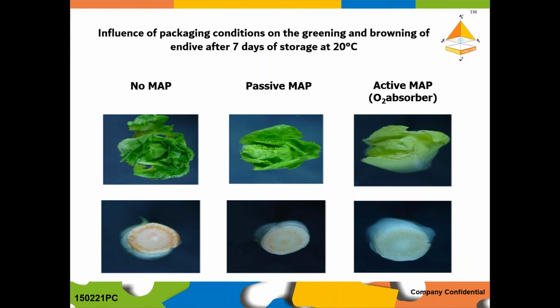You see, this is the difference. Now you can see this endive, these leafy vegetables. There's no MAP. Then there's a MAP, passive MAP, so this one is better. And active MAP, so this looks even better. This is after 7 days of storage at 20 degrees.